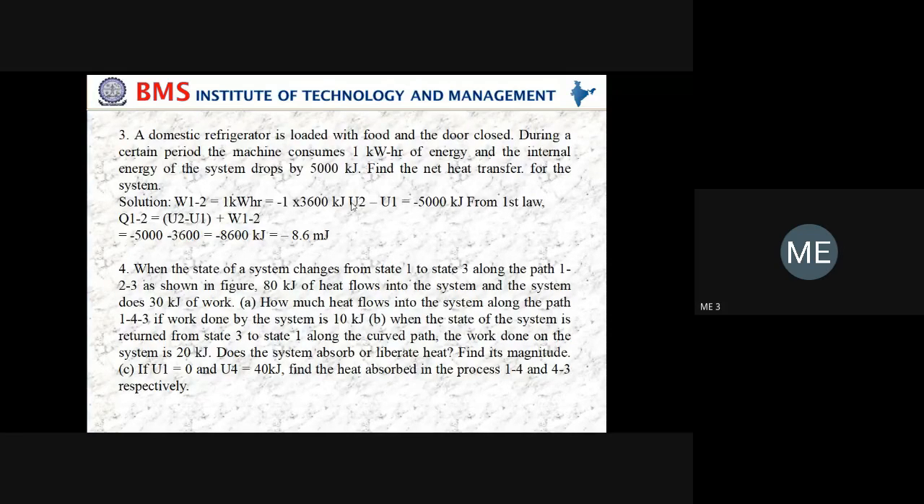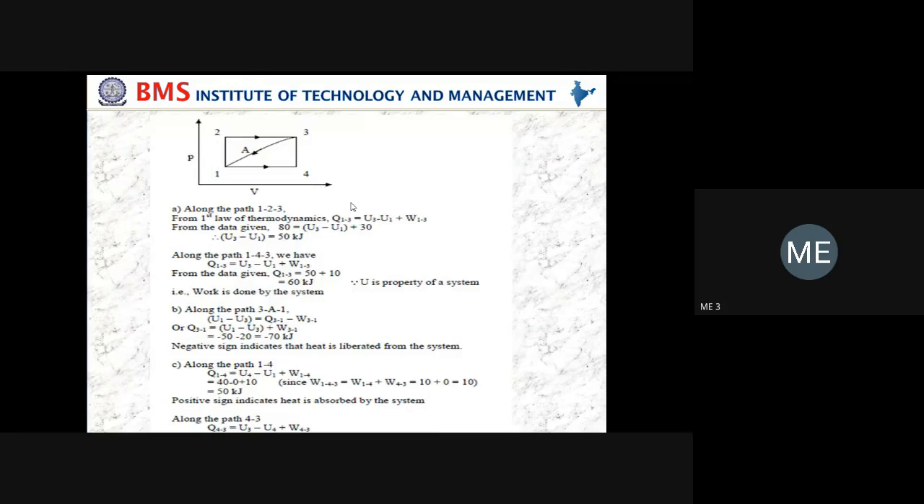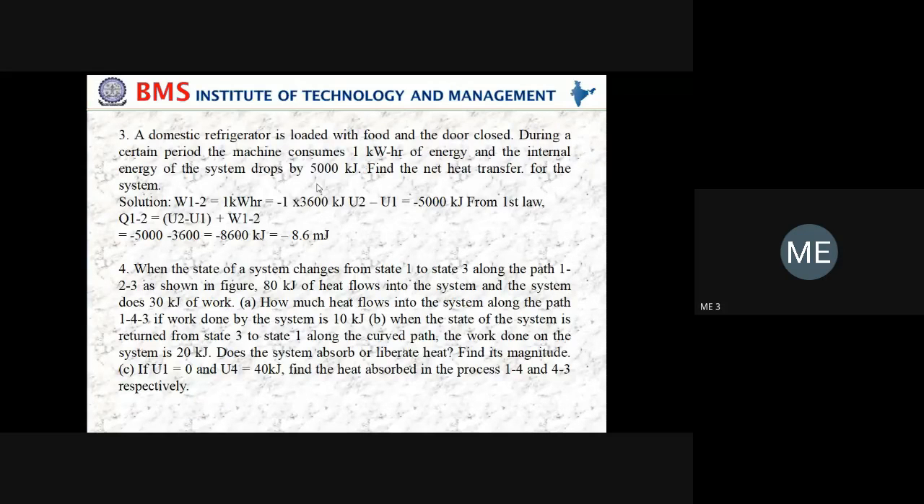Next term, U2 minus U1. The internal energy of the system drops. Gains means you have to take plus; drops means you have to take minus. That is U2 minus U1, which is nothing but delta U. Delta U, or U2 minus U1, equals minus 5000 kilojoules.